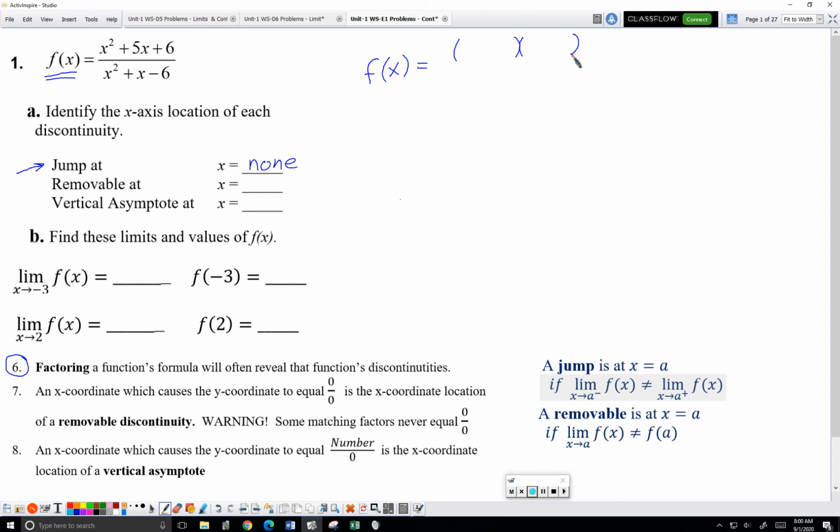And really, I'm looking for matching factors, but they don't necessarily have to end up matching. This is 3, this is 2. Does anyone need me to do any more explanation of how I got that far?